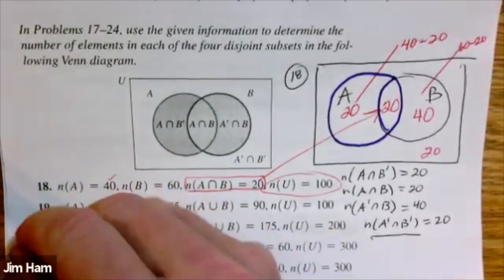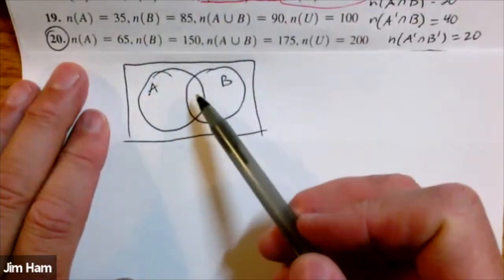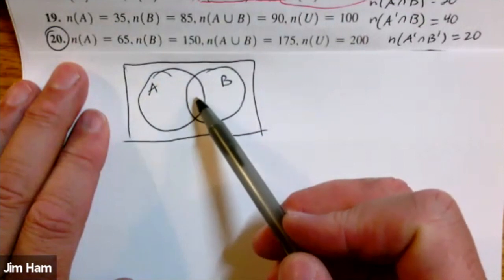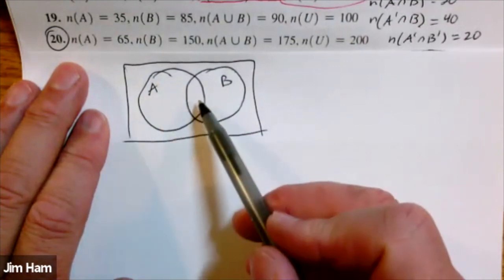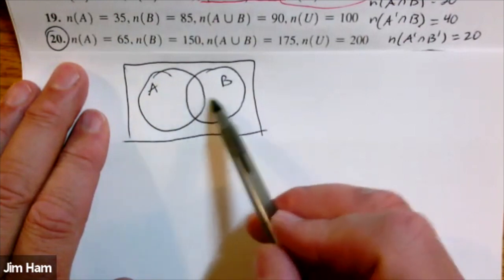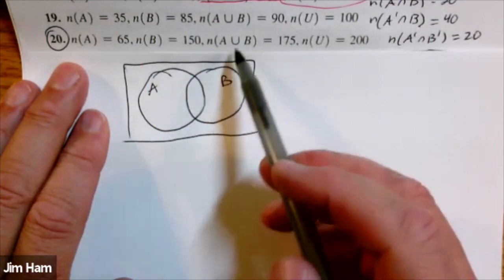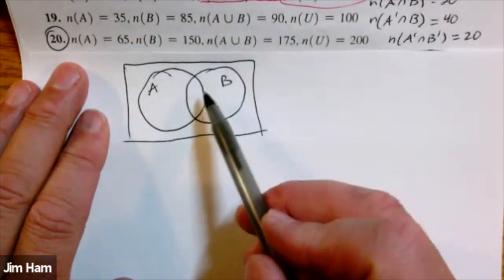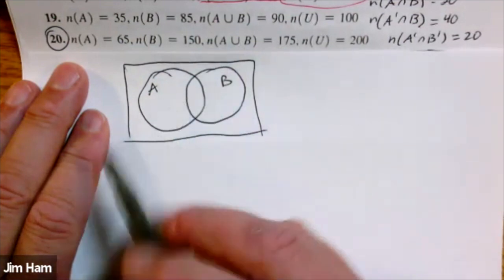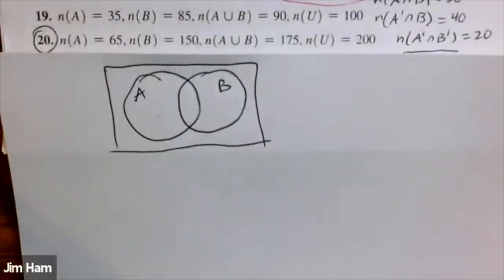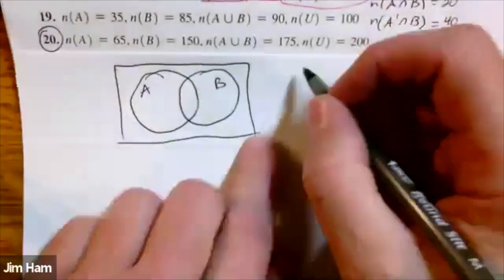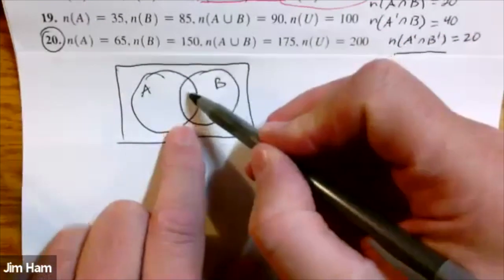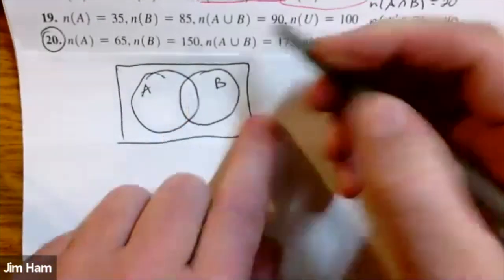So do number 20. Okay, so we have the number in A is 65, but we don't know how many of those 65 are in this region and how many of the 65 are in this region. We know B has 150, but again, we don't know how many are in each region. We know that the union is 175, so when we add these 3 numbers together, we should get 175. So the first thing we're going to do is try to figure out what's in the intersection there.